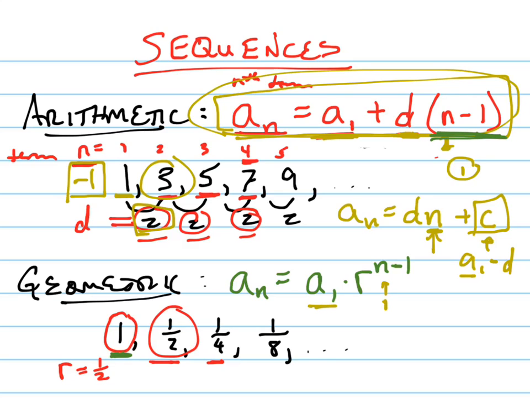Which means I get a sub 1. If n is 2, I'm multiplying it by r 2 minus 1 times, which means I'm multiplying it by 1r, and that's how I get my second term. And then if n is 3, 3 minus 1 is 2, so I'm multiplying it by r squared, which means I'm multiplying it by r once, and then I'm multiplying it by r again, and that's how I get this term, etc. So those are your basic definitions and formulas for arithmetic and geometric sequences.